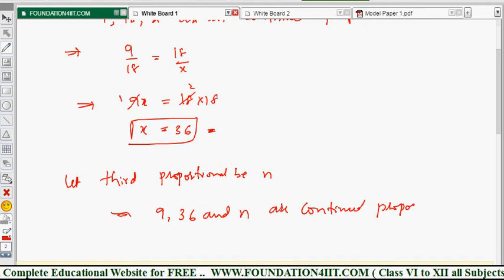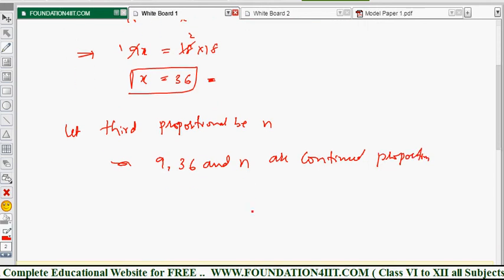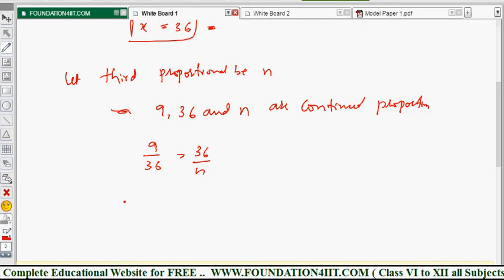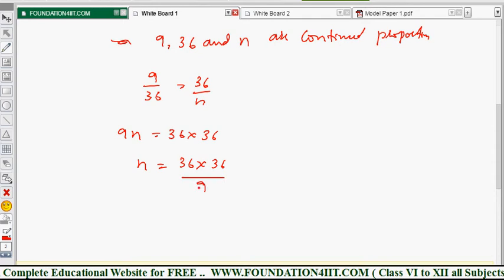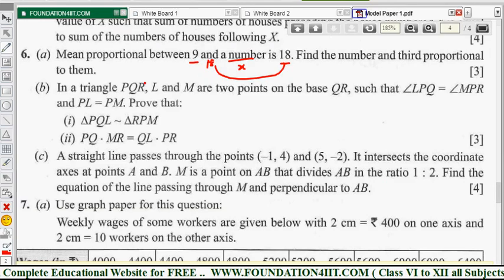The same rule applies as before. That means 9 by 36 is equal to 36 by n. Using this you can do cross multiplication again. 9n is equal to 36 into 36. So n is equal to 36 into 36 divided by 9. You can cancel 9 ones and 9 fours. So 4 into 36, just multiply, that is 144. So the third proportional between them is 144. That is n, this is 144, right? Okay, now see the next one.